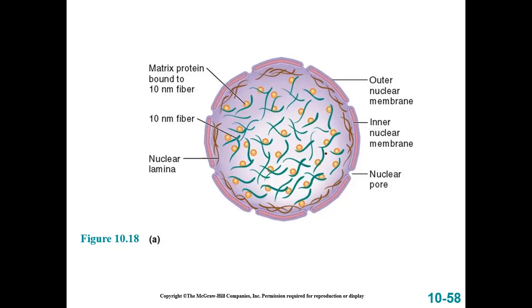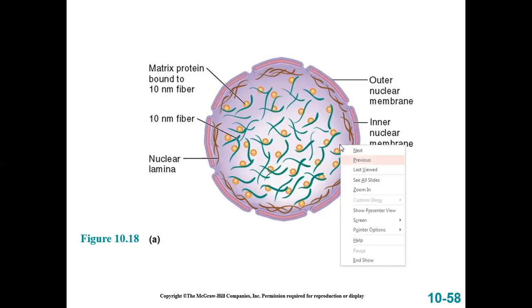Here you can see the matrix. You can see the matrix proteins bound to the 10 nanometer fiber. This is the 10 nanometer fiber. These are the matrix proteins. This is the nuclear lamina. This is the outer nuclear membrane, inner nuclear membrane, and the nuclear pore. So you can see that matrix proteins are bound to the 10 nanometer fiber, and this binding of the proteins with the fiber is also important for compaction of the DNA structure.